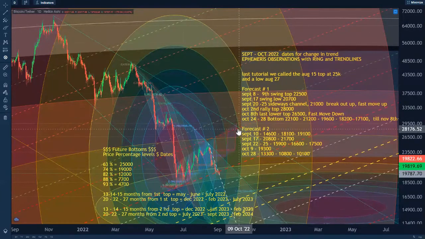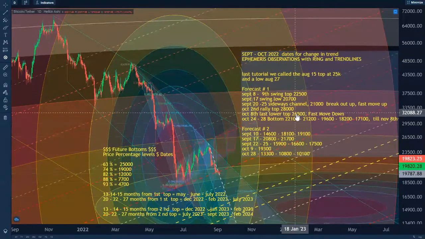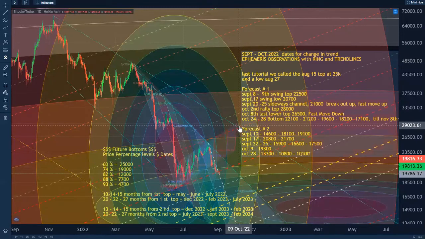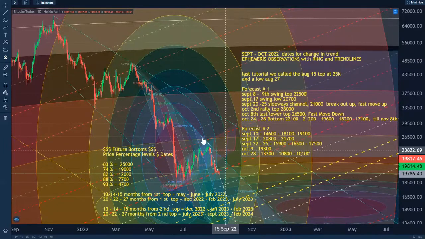Right where this ring crosses in October, I'm calling for this: we're going to have this top up here, this 28,000 to 26,000, before we roll over here. And it's very possible and likely, because our bear market structure is still intact, and we have our trend lines that are still going down.